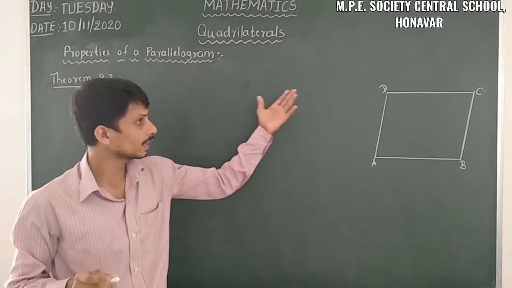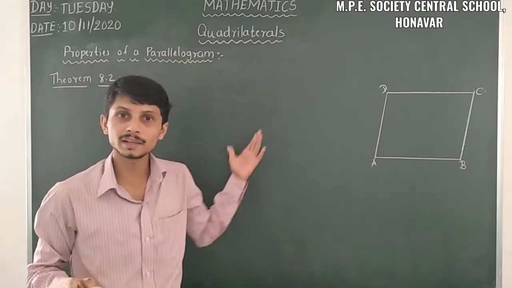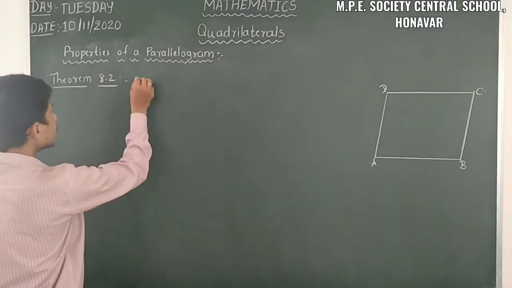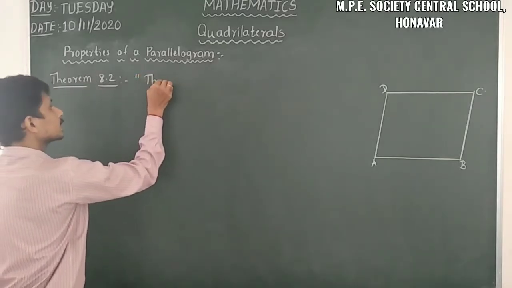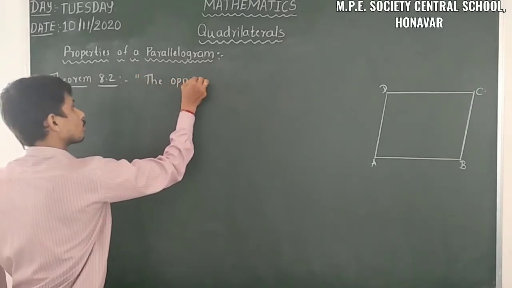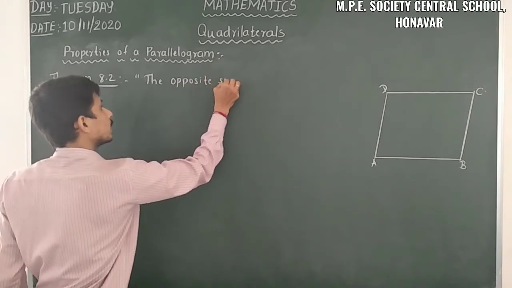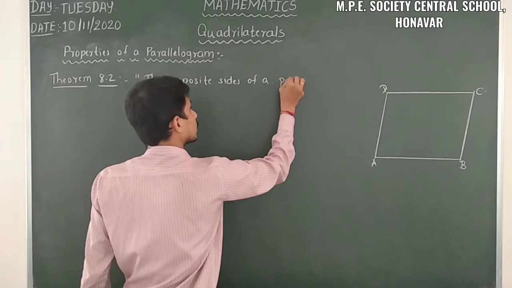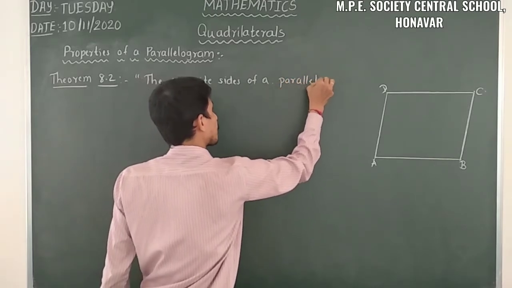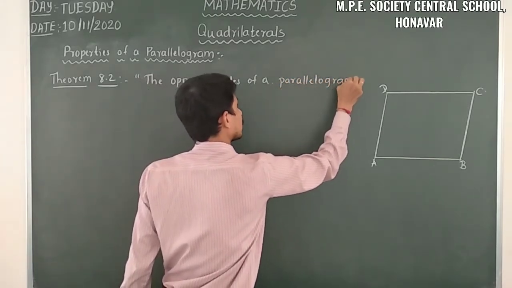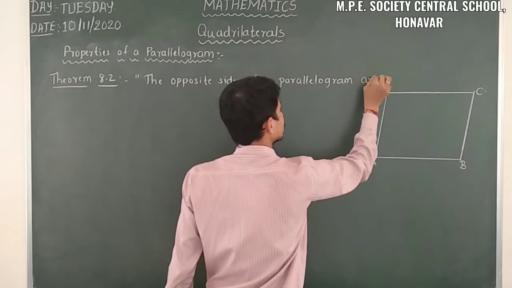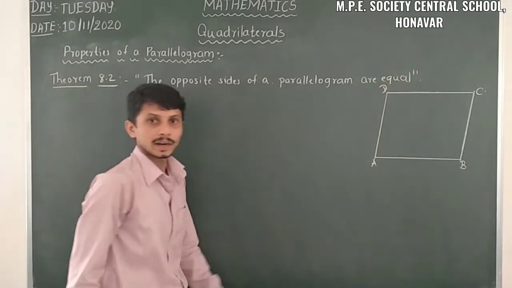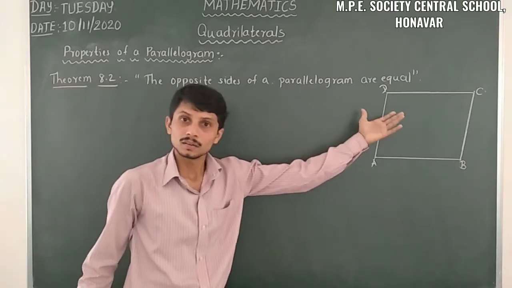It's a statement, and then you have to write the diagram, and then you have to write the result. So what is the statement here? The opposite sides of a parallelogram are equal. So this is the statement, and here is the diagram you have.